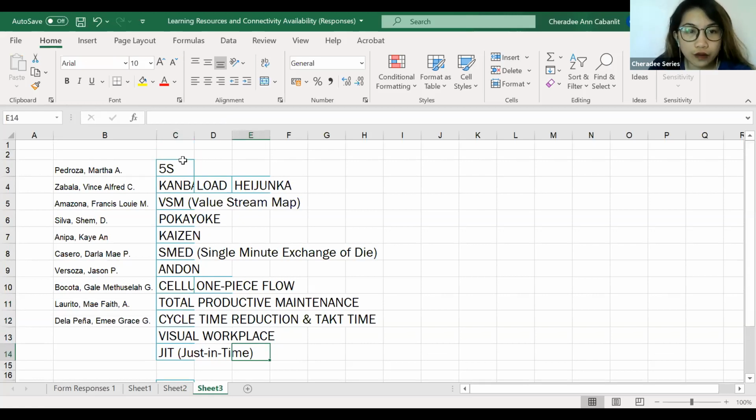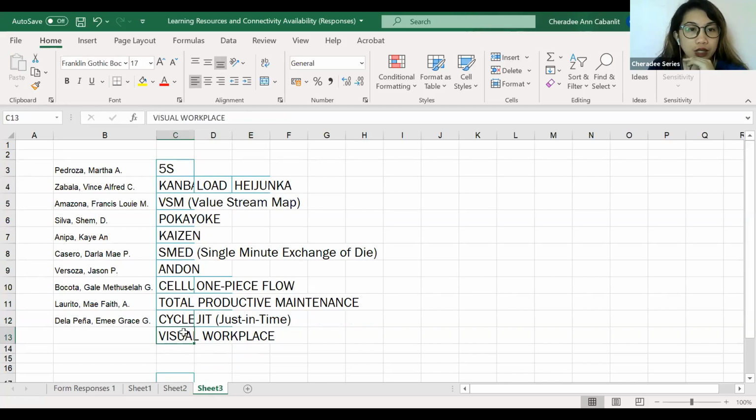One, two, three, four, five, six, seven, eight, nine, ten, 11, 12. So cycle time, and ipilan nyo na ako si Justin. And hindi pwede mausa si Andon o si Koan.